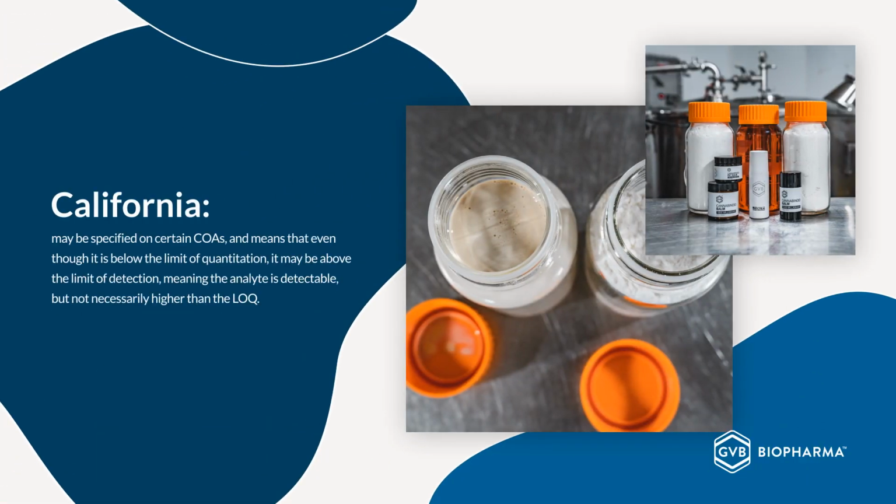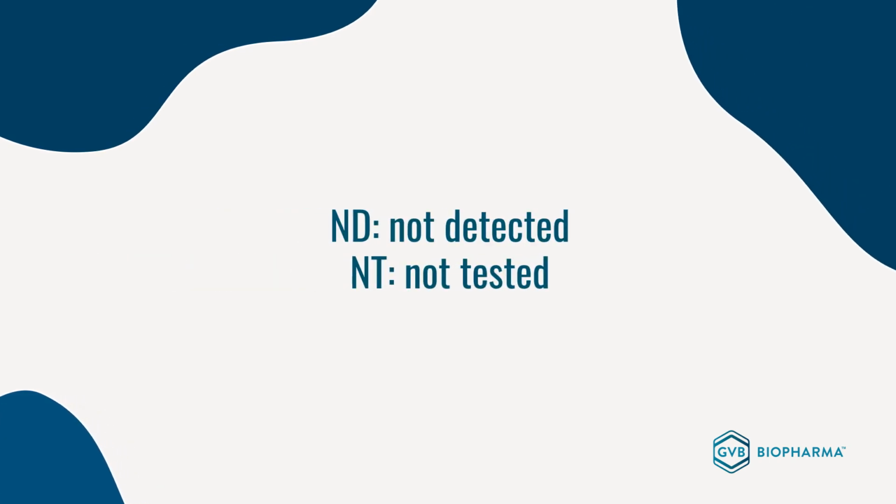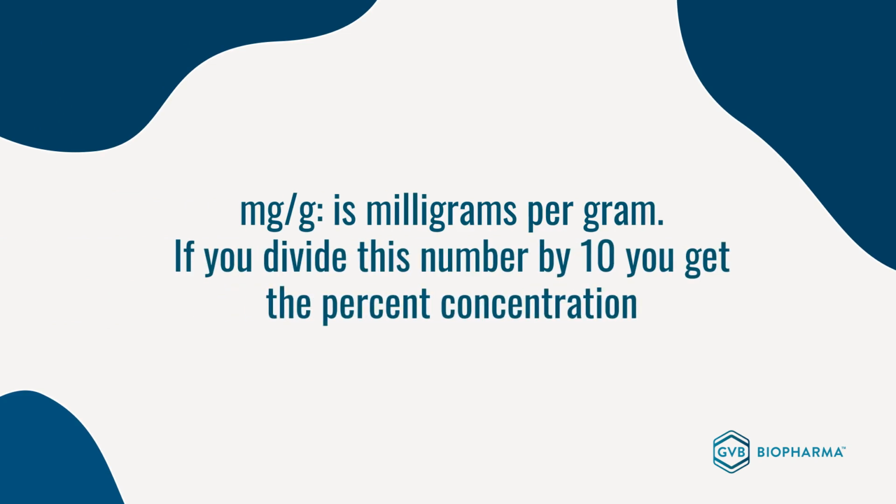Less than LOQ may be specified on certain COAs and means that even though it is below the limit of quantitation, it may be above the limit of detection, meaning the analyte is detectable, but not necessarily higher than the LOQ. ND means not detected, and NT stands for not tested. mg/g is milligrams per gram. If you divide this number by 10, you get the percent concentration.